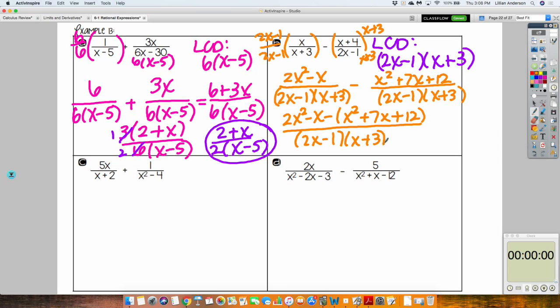Remember, because I'm subtracting, I need to keep that second numerator in parentheses because that minus has to distribute to that entire second fraction. Because x times 3 is 3x, 4 times x is 4x, and then you add them together.